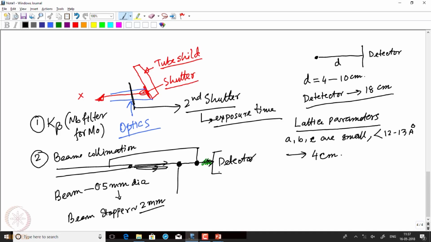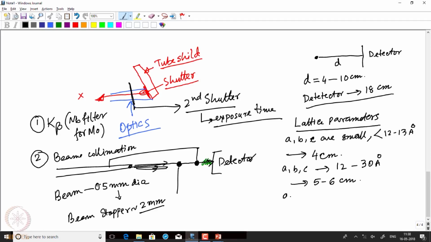But depending on the size of the unit cell, one can determine the distance. If A, B, C are in the range from 12 to 30 angstrom, the most suitable distance can be 5 to 6 centimeter.